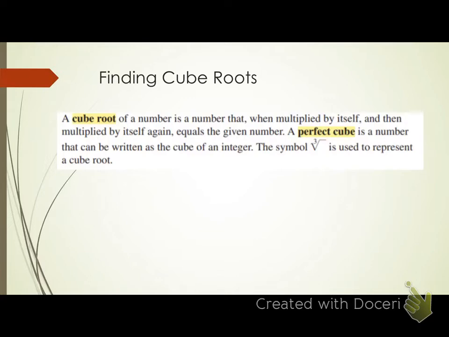A perfect cube is a number that can be written as the cube of an integer. This symbol, I'll write it a little bigger if you can't see it, is just a radical with a 3 in the index. This symbol is used to represent a cube root. So like I said, a square root was understood to have a 2 there, correct? A cube root has a 3 there. A fourth root will have a 4, a fifth root a 5, and so on and so forth.